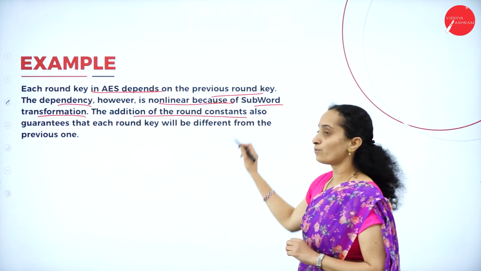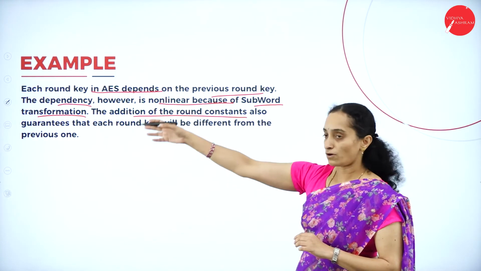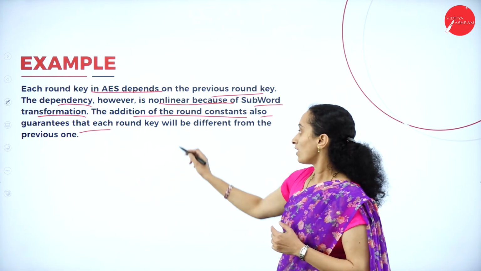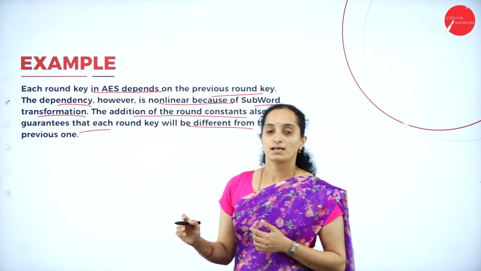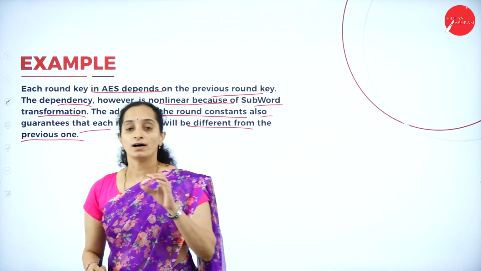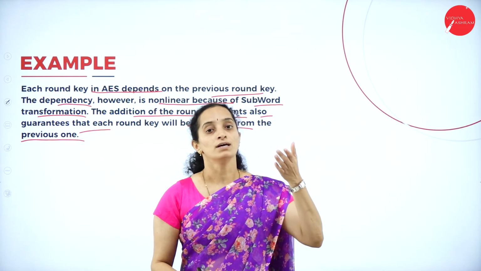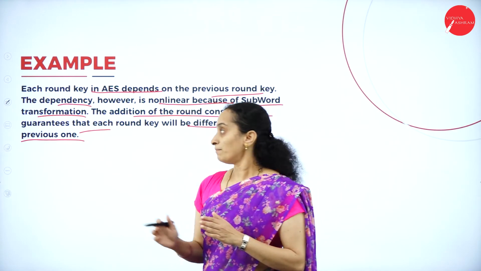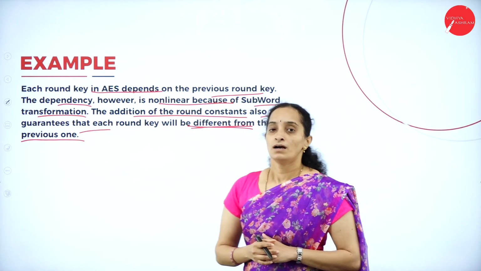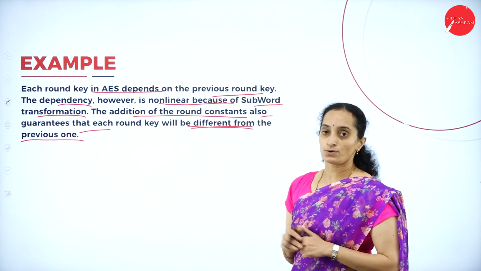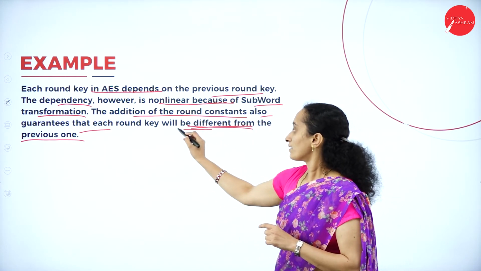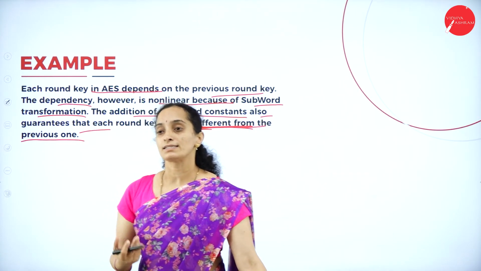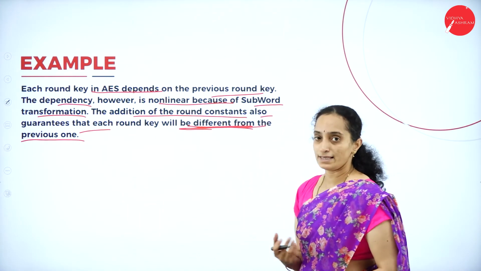The addition of the round constants that we got to know in the previous slides also guarantees that each round key will be different from the previous one, even though the words contributing from the previous round and the temporary word or previous neighboring word are the same. Due to the round constants, each time the round key will generate different key sets. Okay, it increases the security of the AES.